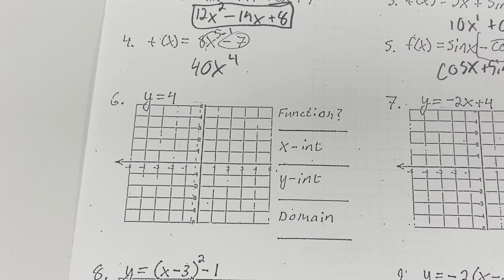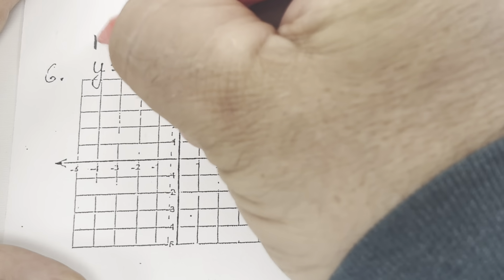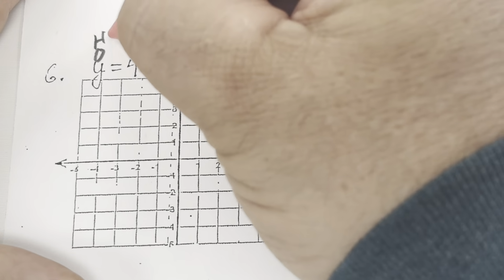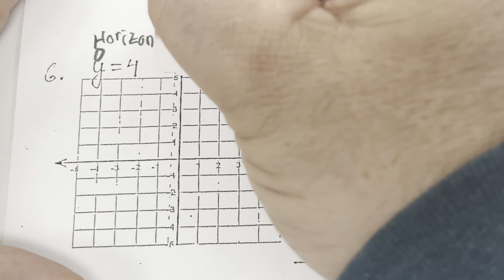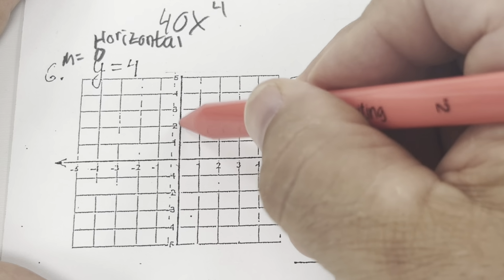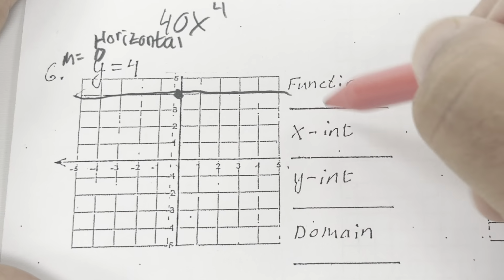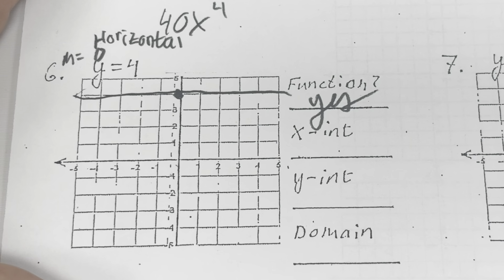Graphing, y equals 4. If it's just a y equals, we call that a horizontal line. That would be a horizontal line through y equals 4, whose slope is 0. So I go up 1, 2, 3, 4. Everybody get on the dance floor, and I sketch a horizontal line. Yes, it's a function. It passed the vertical line test.